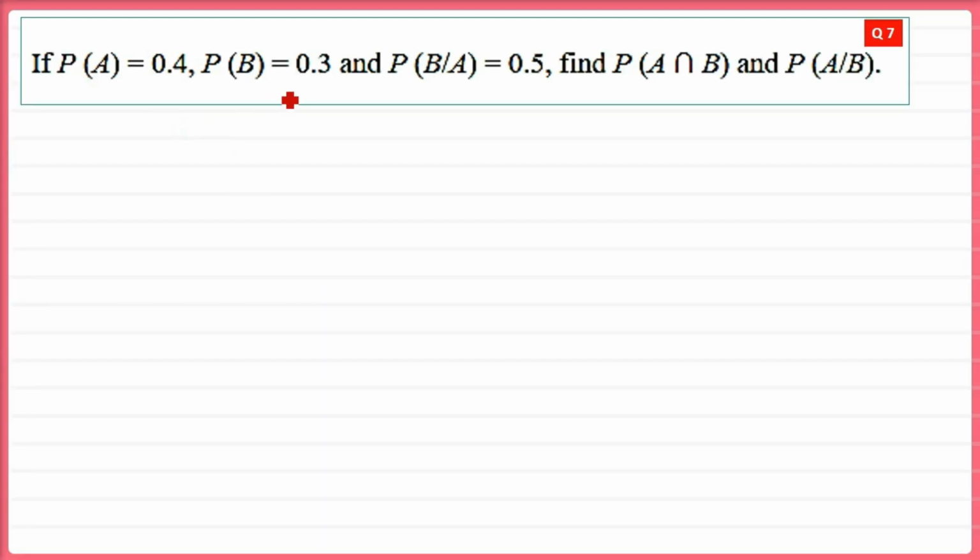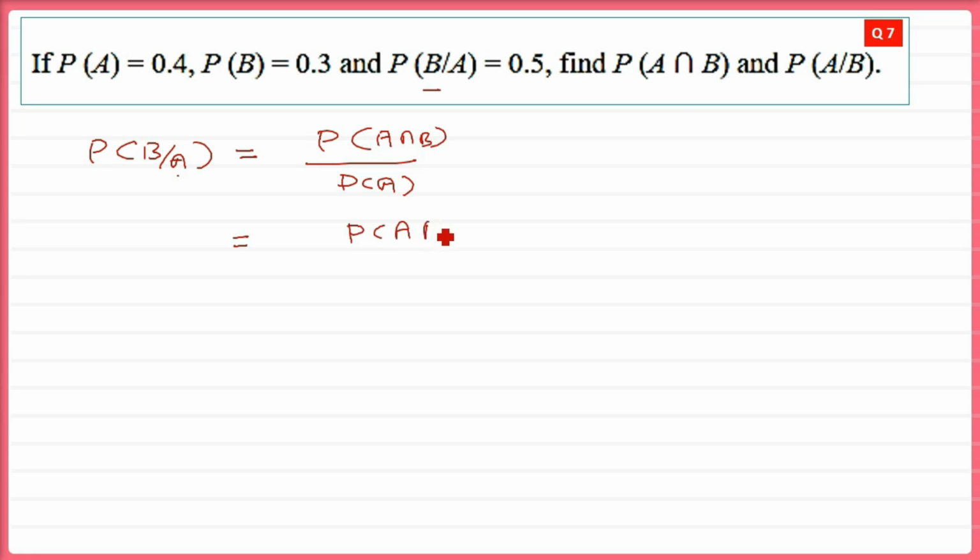Now the next question: P(A), P(B/A). We have to find P(A ∩ B) and P(A/B). I'm not saying P(A) divided by B or P(B) divided by A. So let's write this formula first. P(B/A): the probability of A is known and we need to find the probability of B according to it. A comes in the denominator, P(A). The numerator will be P(A ∩ B) or P(B ∩ A), it remains the same. So we'll always write P(A ∩ B) in the numerator. P(A ∩ B) is what we need to find out here.